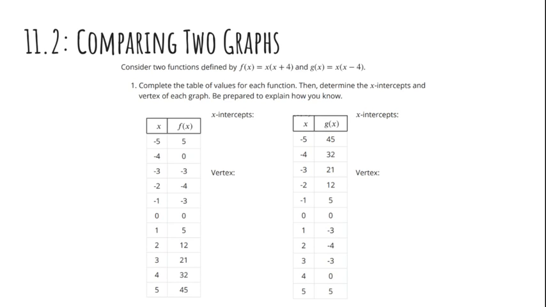They actually form very clear patterns. Take a moment and just look at how similar these two tables are. Which does make sense. The functions themselves are very similar as well. Now we need to find the x-intercepts and the vertex for each. Well, the x-intercepts we know are when the y-coordinate is 0. So there and there.